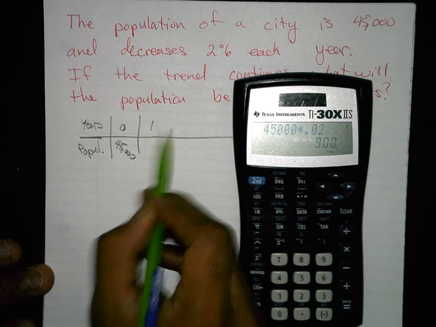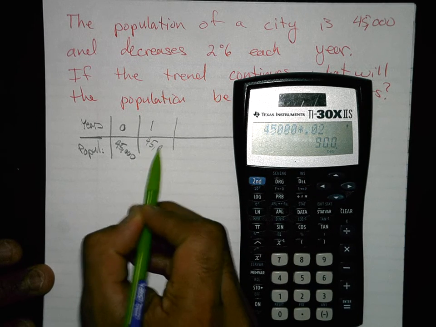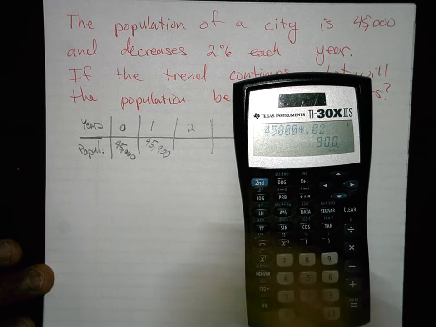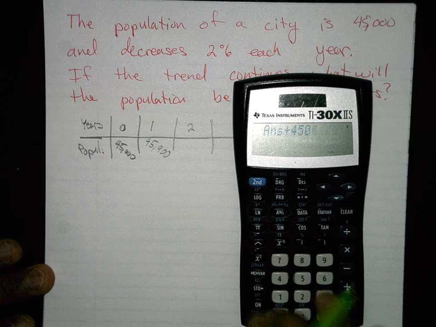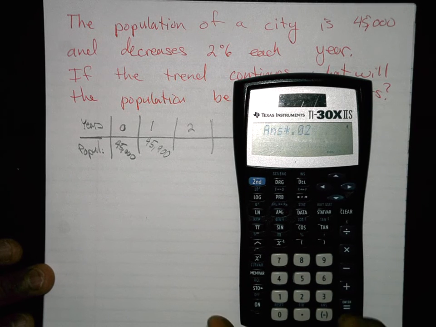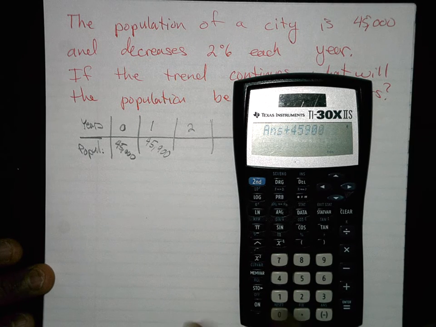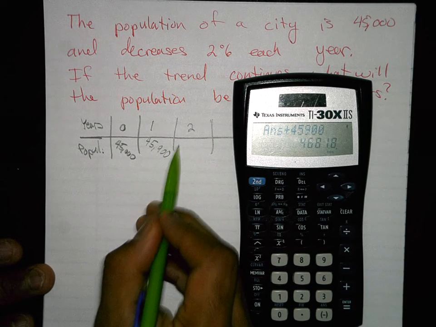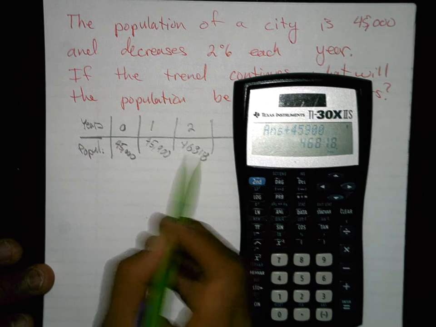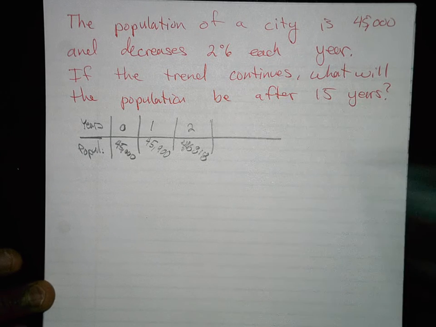So the next year is 45,900. And then the year after that, continuing the process, I'll multiply that by 0.02 plus what it was the year before, and we're looking at 46,818.